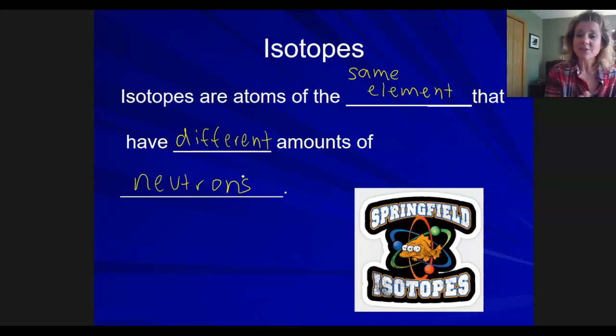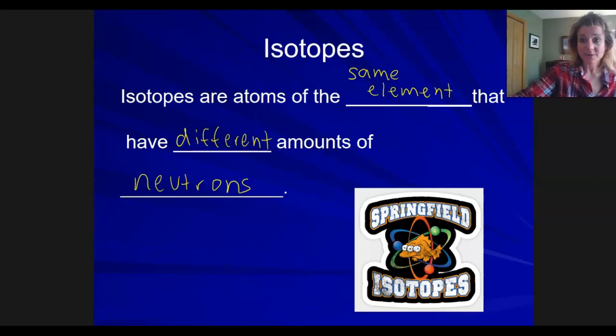But if you change the neutrons, you haven't changed the element. You've just changed the mass of the atom. And you haven't changed the charge of the atom by taking away or adding neutrons, because neutrons have no charge. So all that we're doing when we're talking about isotopes is we're looking at the size of the nucleus and the mass of atoms that have that number of neutrons in it.